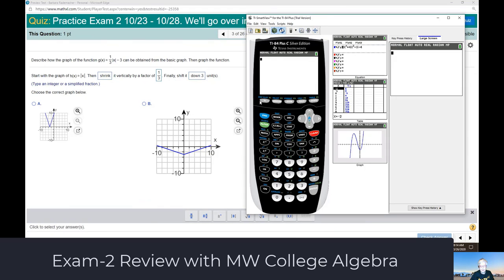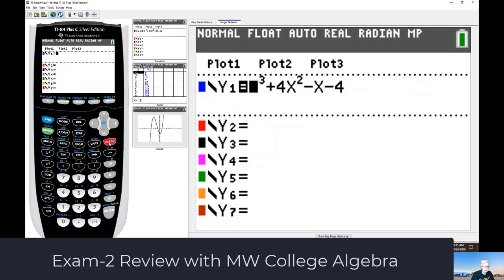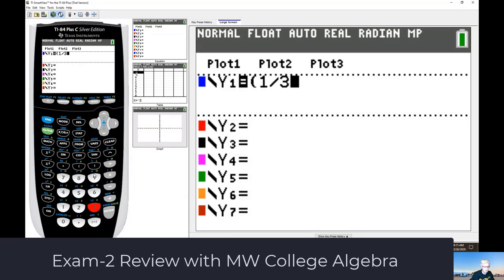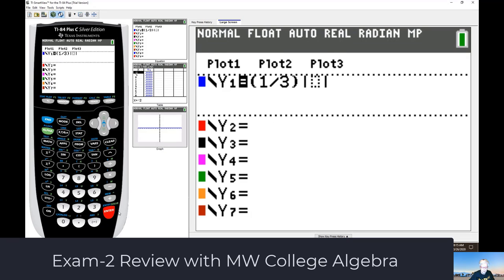So let's clear all that. Let's go to Y equals and clear that. And so we will have parentheses 1 divided by 3, parentheses closed, math, and then right arrow key takes you to abs, which is absolute value. So I'll hit enter there. Type in X. Oh, not silly, I have to type the X there. And then hit the right arrow key to move outside the absolute value bars. And then minus 3. And then you can graph that.